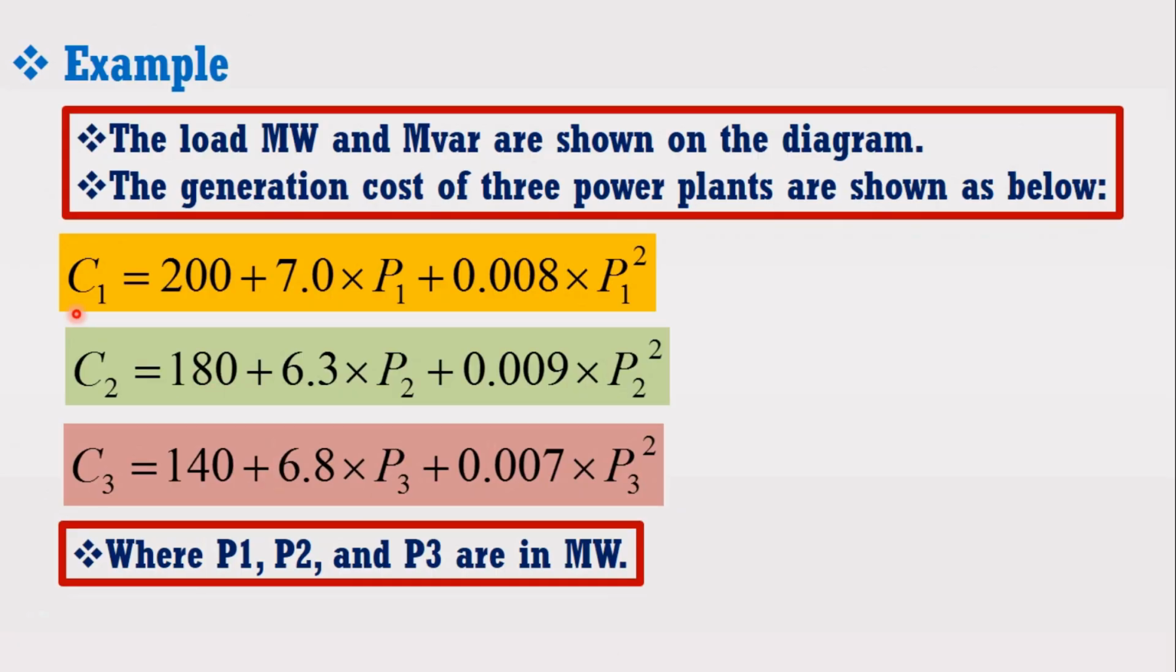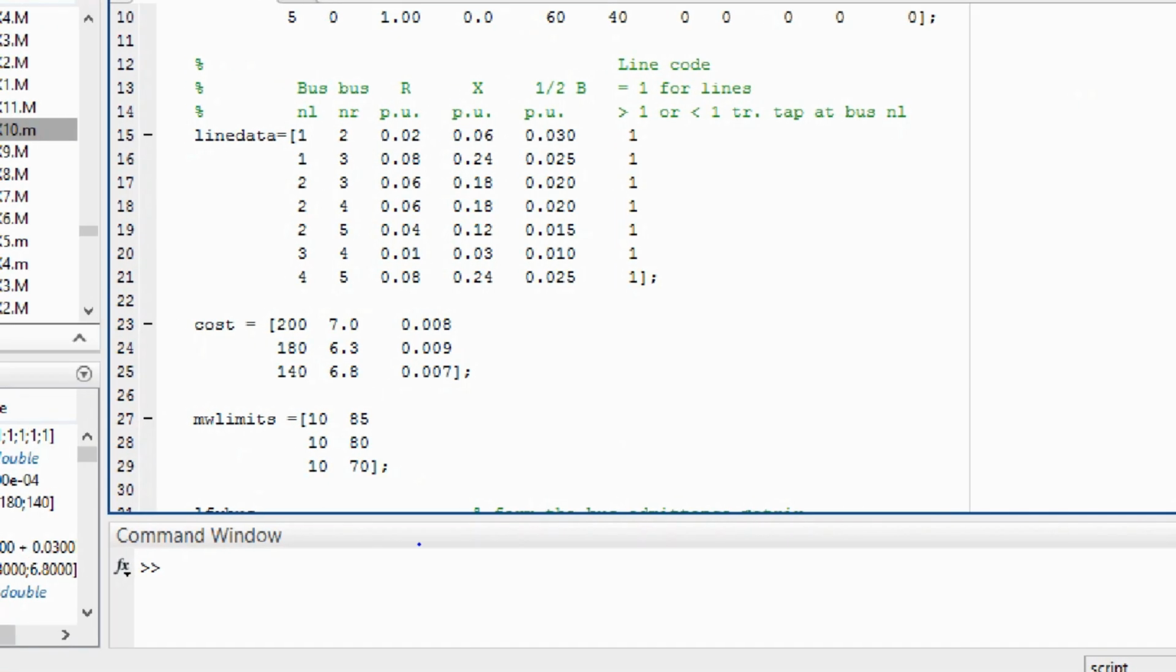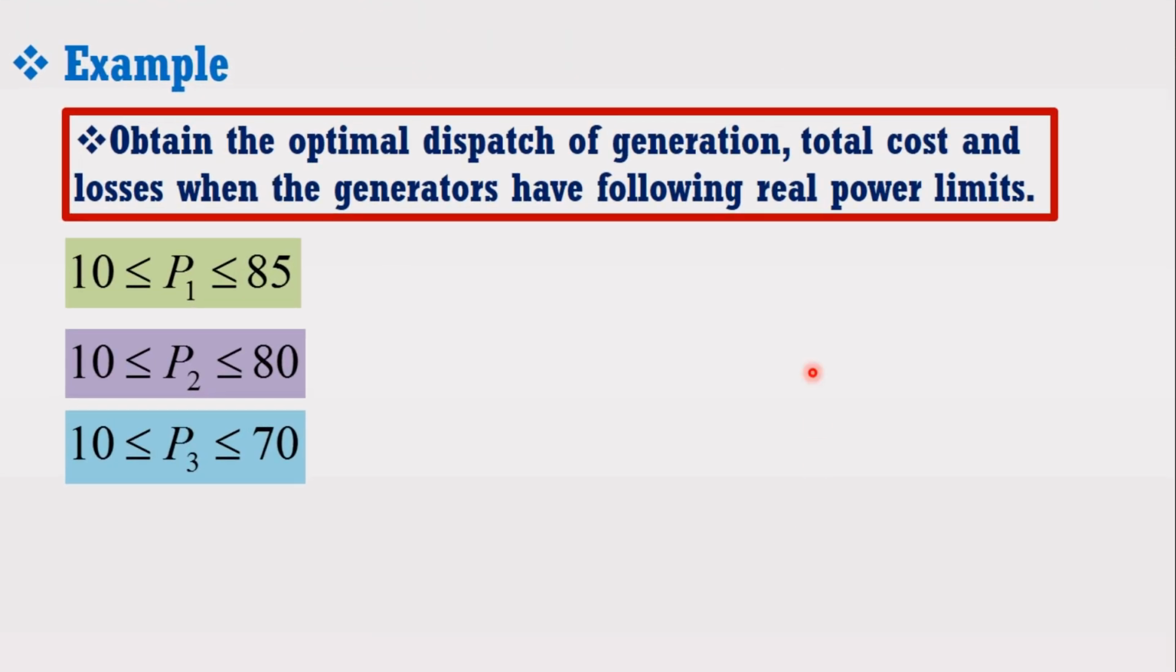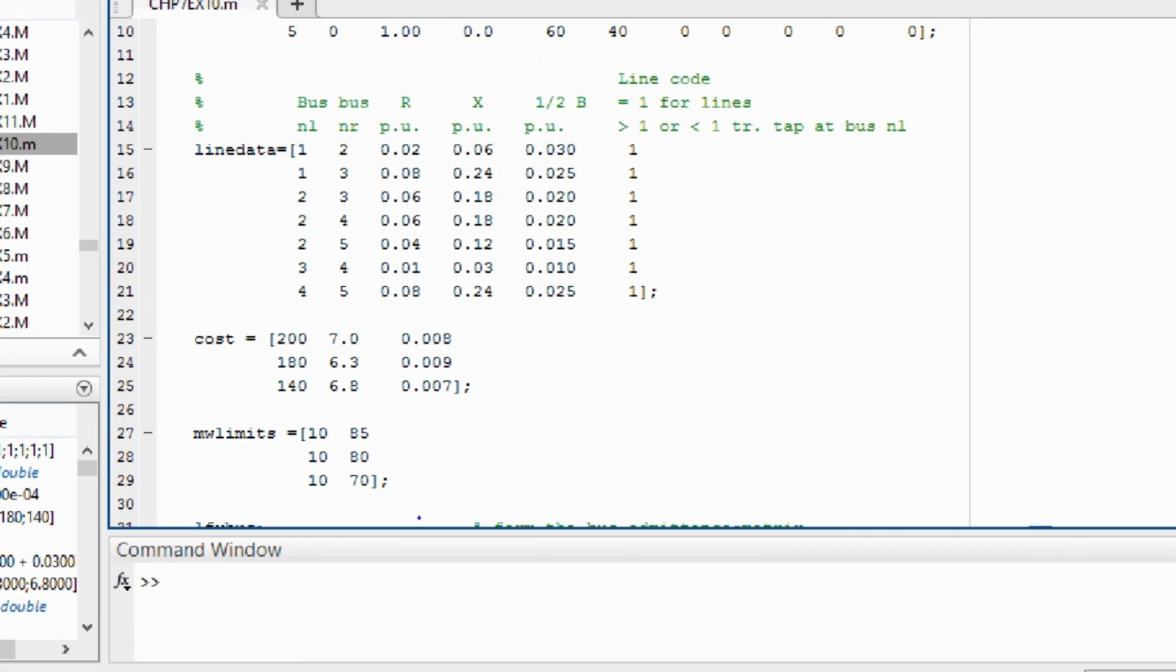Now look at the example data again. The cost function variables for all 3 power plants are shown in these equations. Therefore, to write this data, the program has introduced an array namely cost and has put all the cost function variables in the matrix form. Look at the example data again. This time the maximum and minimum real power limits of all power plants are given. Therefore, this program has introduced another array namely megawatt limits and has put all the minimum and maximum limits here.